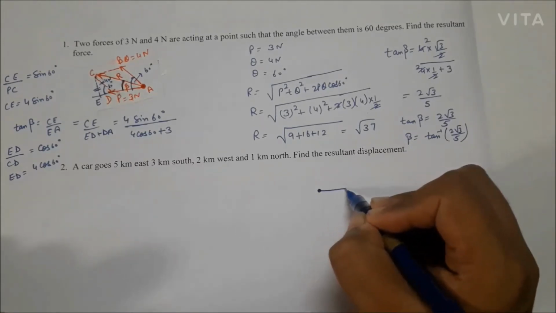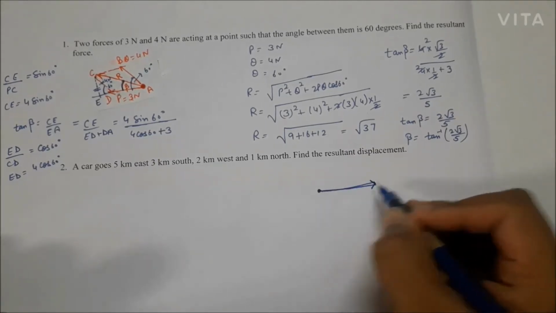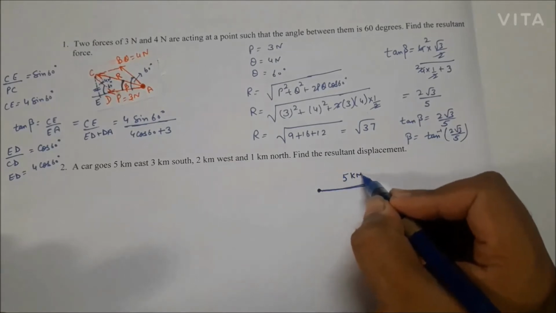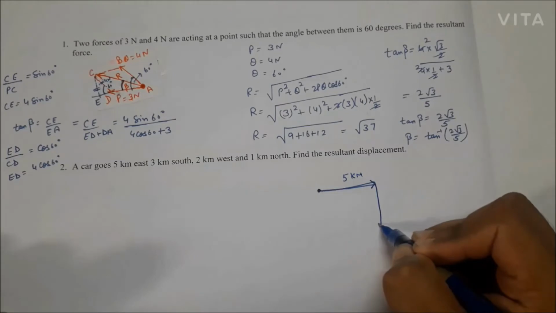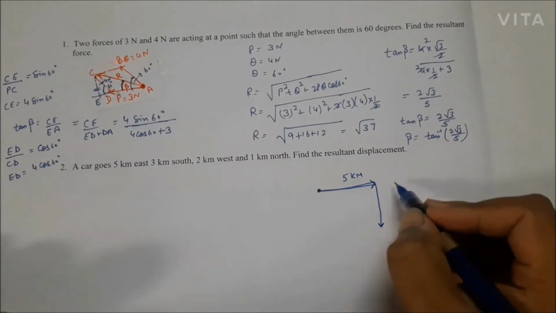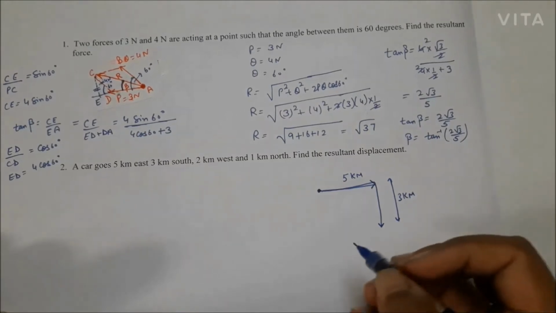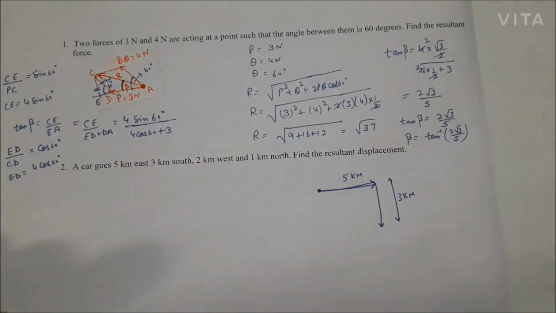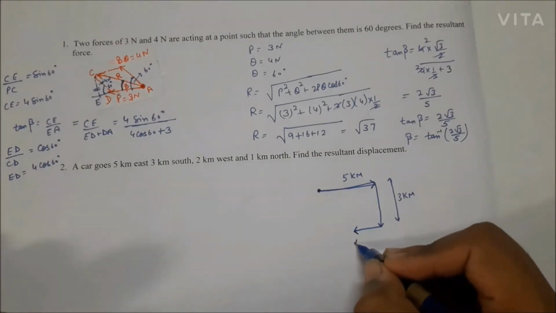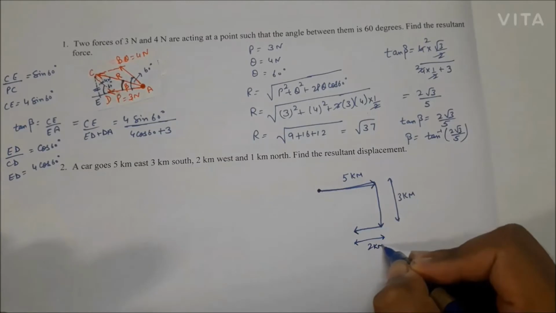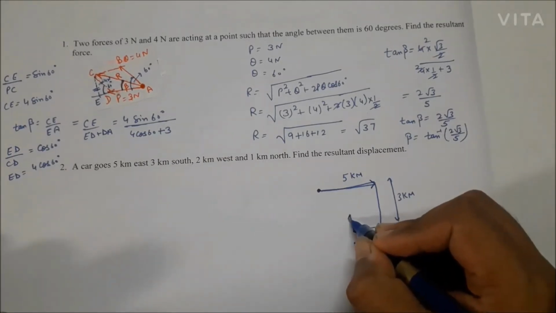Now the car goes 5 km in east, in this direction. Then 3 km south, 2 km west and 1 km north.